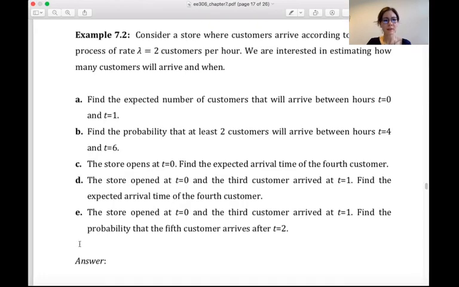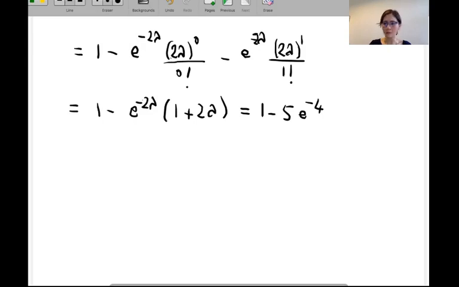now part C, the store opens at t equals 0, find the expected arrival time of the fourth customer. Now, this is not asking about how many customers arrived, unlike the first two parts. It's asking about the expected arrival time.